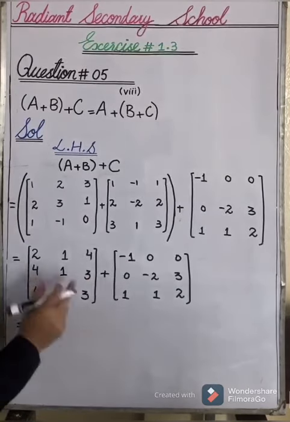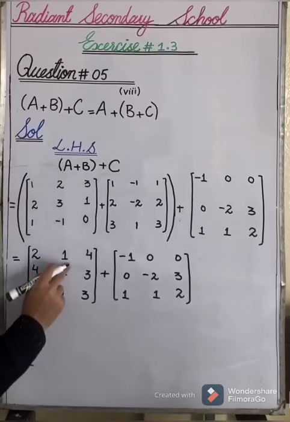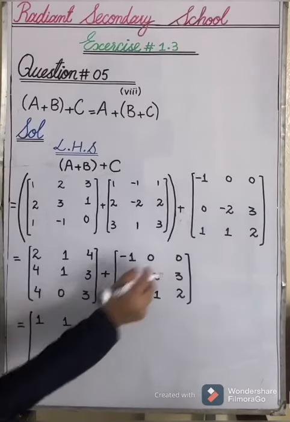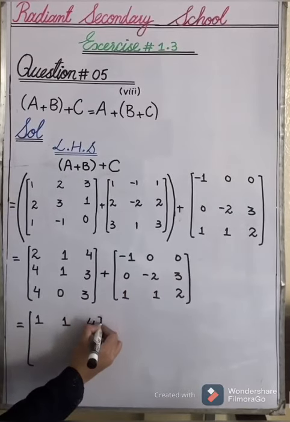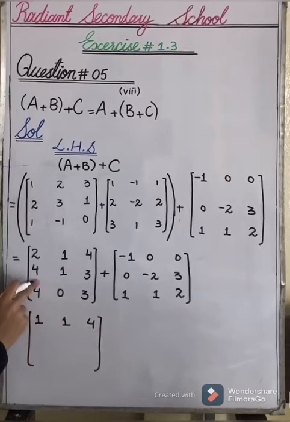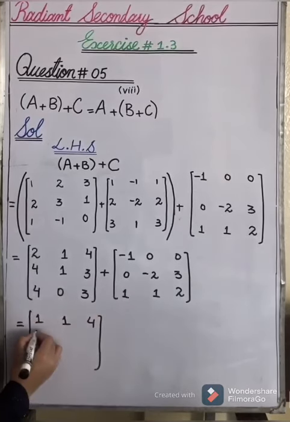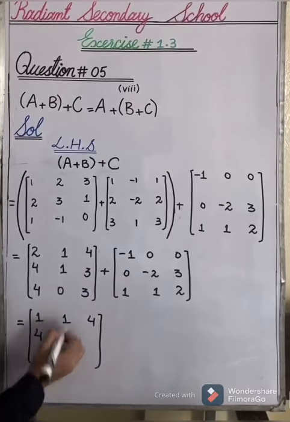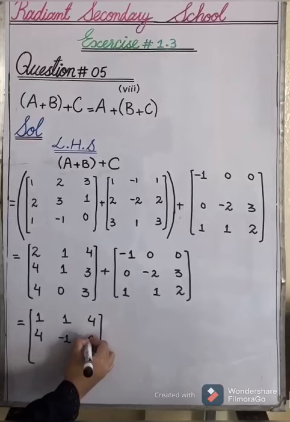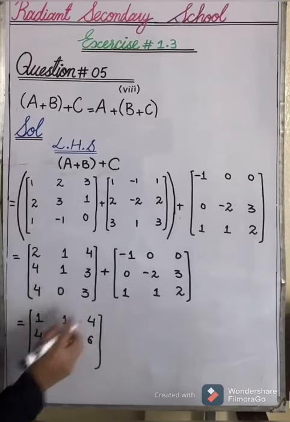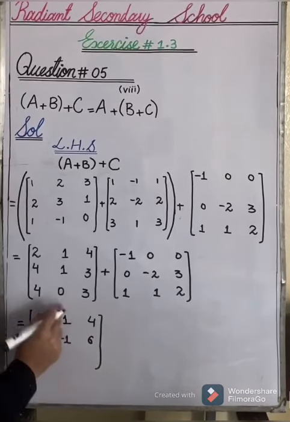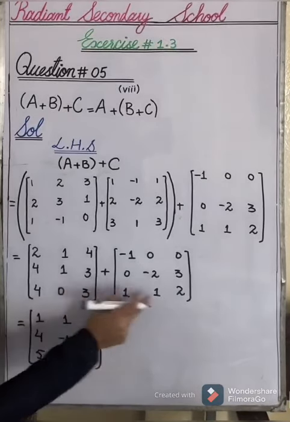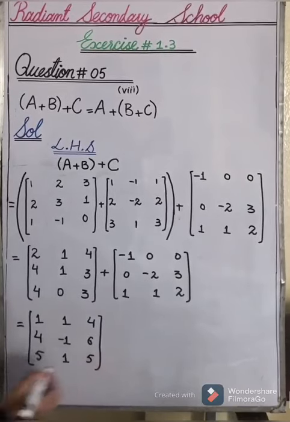2 plus minus 1, 2 minus 1 is equal to 1. 1 plus 0, we will have 1. 4 plus 0, we will have 4. And again, moving to the next row, 4 plus 0 is equal to 4. 1 plus minus 2 will be equal to minus 1. 3 plus 3 will be equal to 6. 4 plus 1 would be equal to 5. 0 plus 1 would be equal to 1. And 3 plus 2 would be equal to 5.